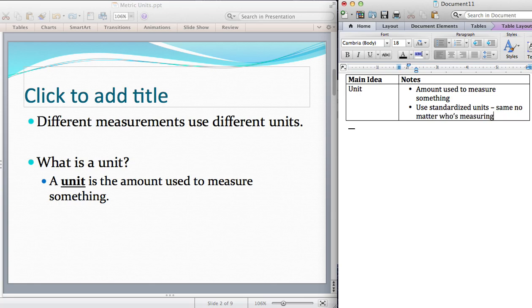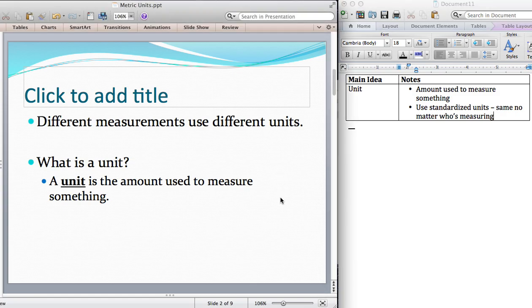Right? You saw today when you used different pencils, they didn't work as well. Some pencils were shorter, some pencils were longer. So we want to use a standardized unit to measure different things.